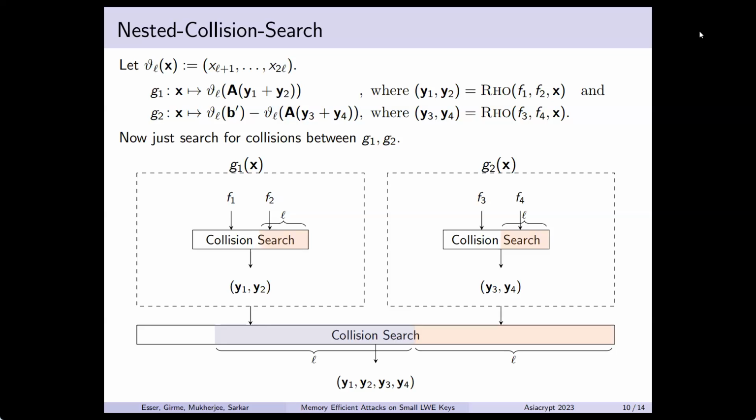And in orange, whenever you call G2, you basically have a collision search between F3 and F4, which satisfies the corresponding identity on the lower L coordinates, and then you find a collision between G1 and G2, and this satisfies the identity on the upper L coordinates. So all in all, you satisfy the identity on all two L coordinates.